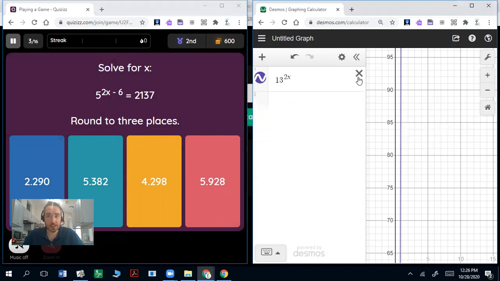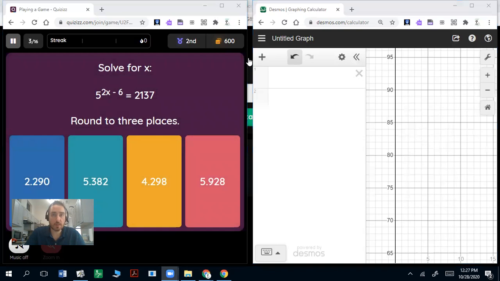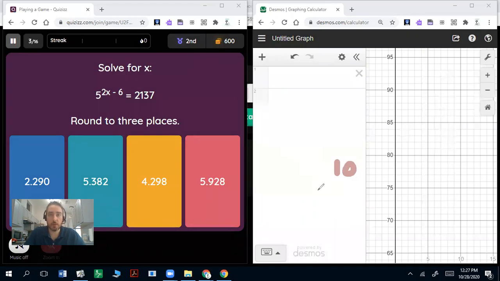Next question. Let's do this one doing logarithms. So we're going to annotate here. Let's do red. We're going to do a logarithm this time. We're going to say log base 5 of 2137 is equal to 2x minus 6.